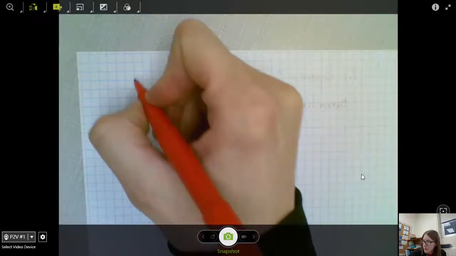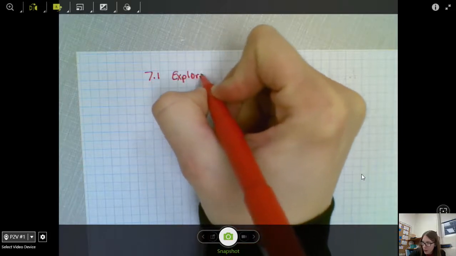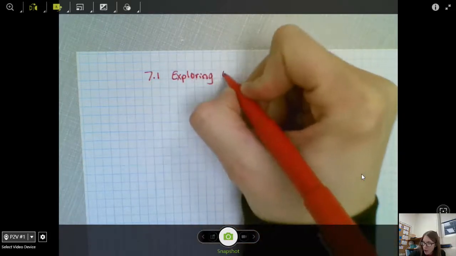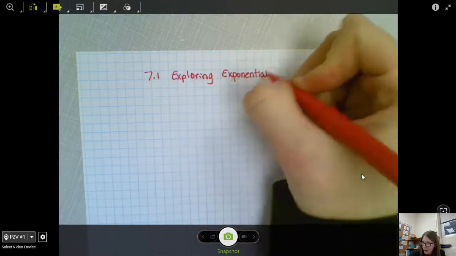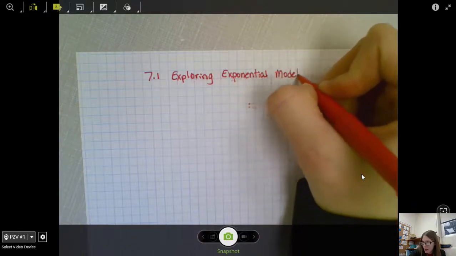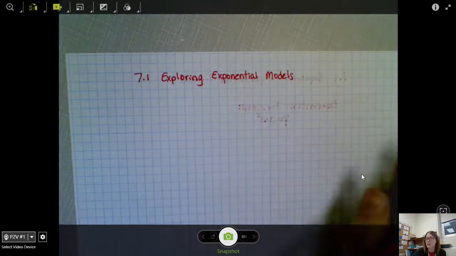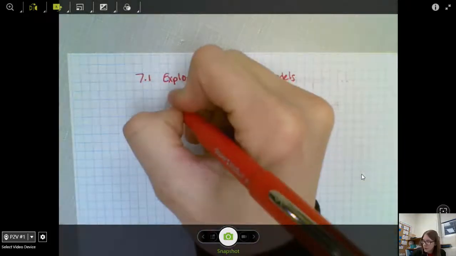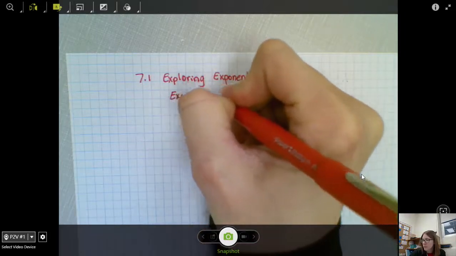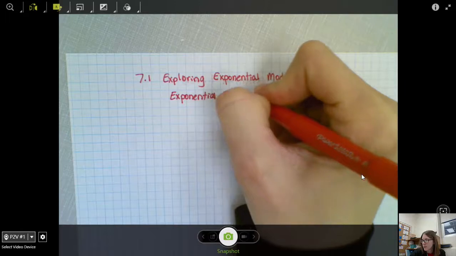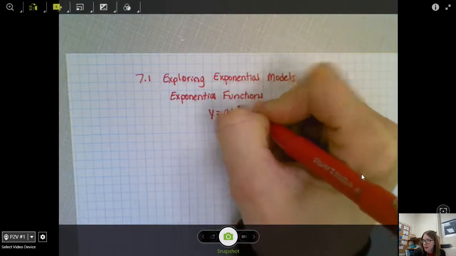Section 7.1 is exploring exponential models. And in this section, we're going to look at what exponential functions look like, what form they're in, and also some situations that use exponential functions, which is quite a bit. First of all, exponential functions are in the form y equals a times b to the x power.